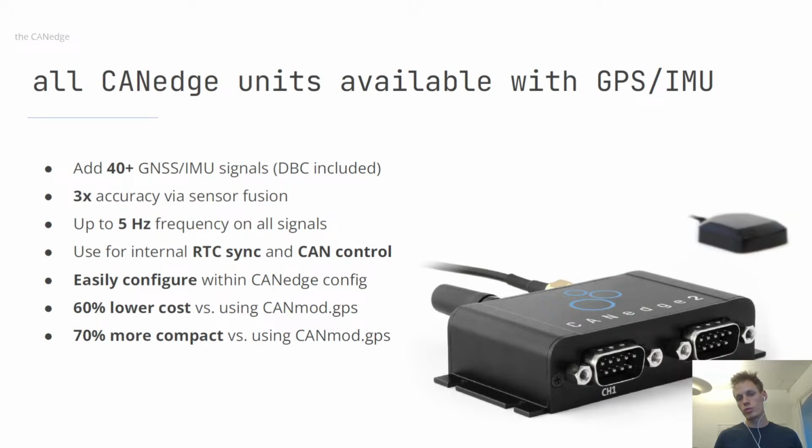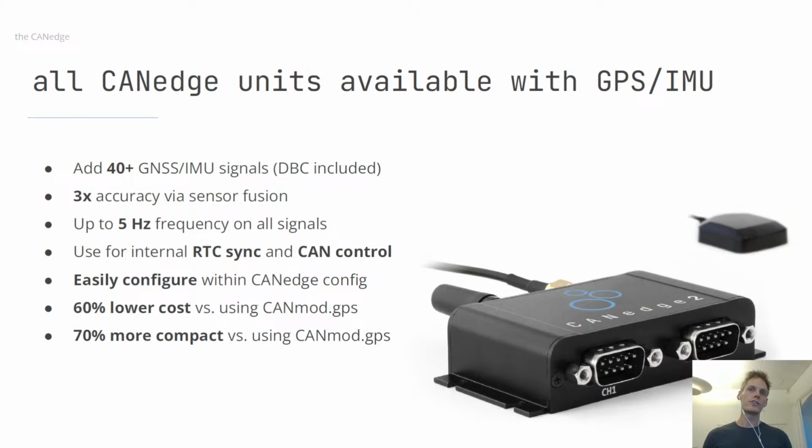Something new we also introduced this year is the ability to get your CANedge with internal GPS and IMU. We did this because we found that the CAN mod GPS, which was a separate GPS module, was a very popular add-on for our devices. Now we have this integrated into the device without increasing the form factor, which is pretty cool.